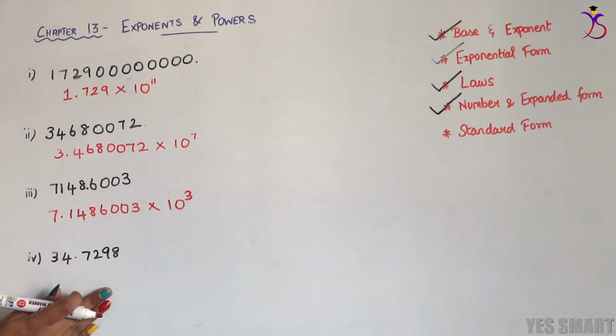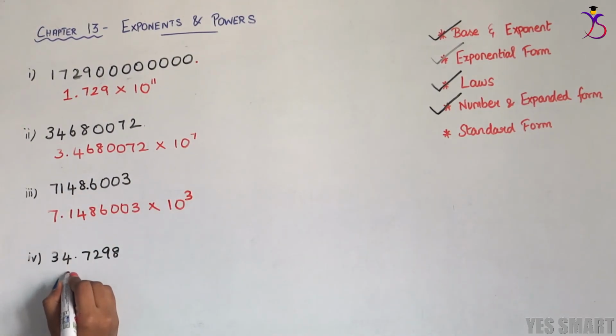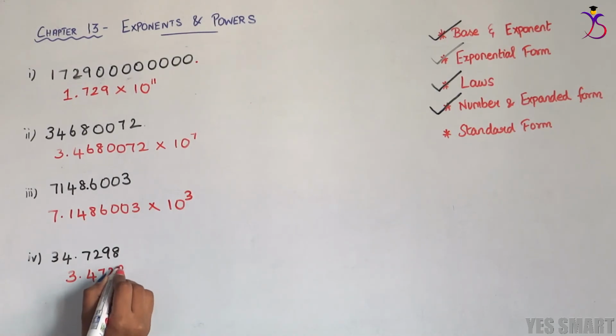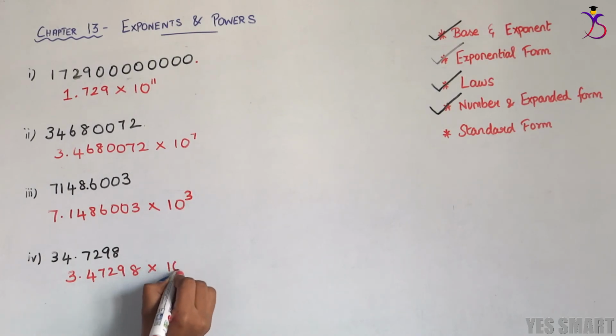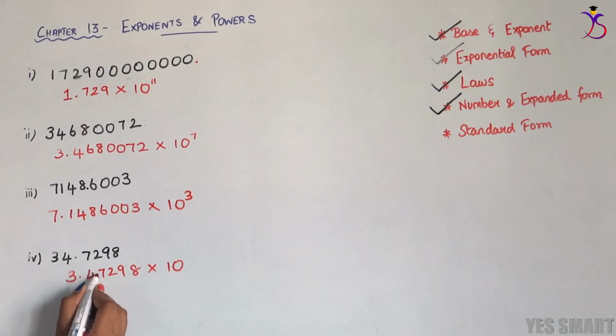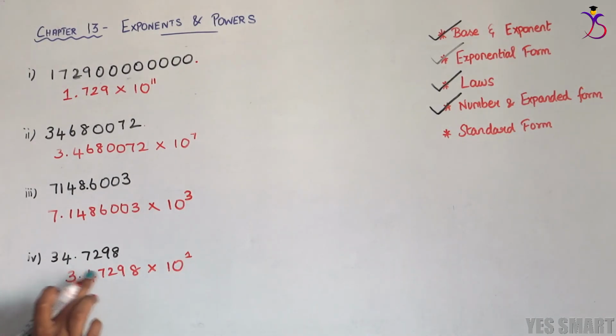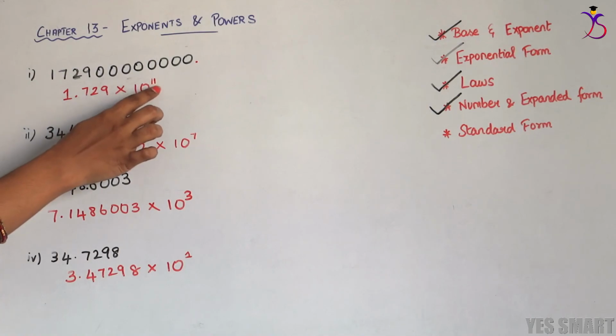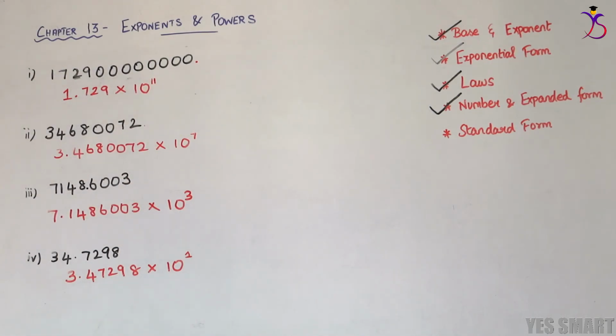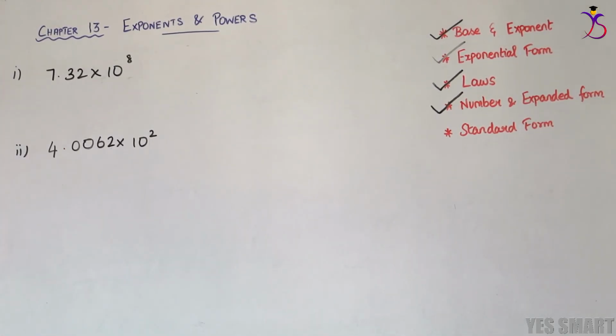Now moving on to the other example, 34.7298. Here we have the decimal point between 4 and 7. Let's try to bring it one digit before. So the answer will be 3.47298 times 10 to the power 1. As we have traveled only one digit, the power is 1. So this is about representing a normal number in standard form or scientific notation. The key point is that while we represent the given number in scientific notation, the value of the question should not be changed. It is just representing a number in a different way. That's all. Now let's discuss the other way.